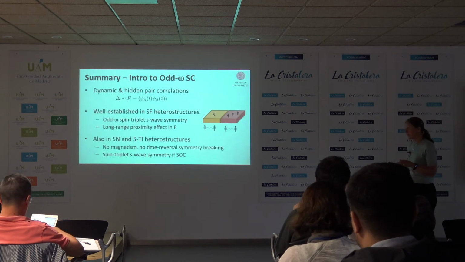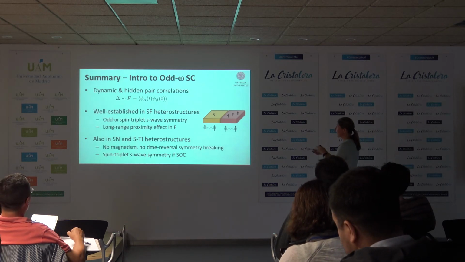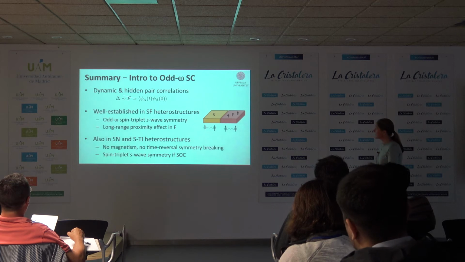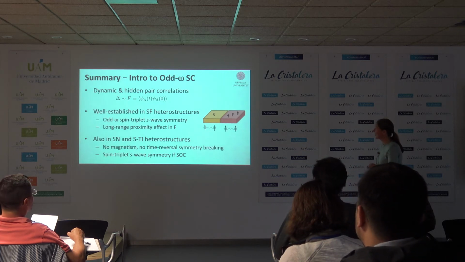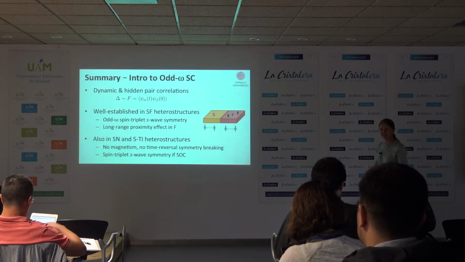But with that, let me just summarize. This is something that I think is fairly well established. It happens. The odd frequency is essentially dynamic and hidden pair correlations. It's well established in the SF junction, and you get odd frequency spin triplet S-wave. It gives you a long range proximity effect into F, so you can still build Josephson junctions with ferromagnets.